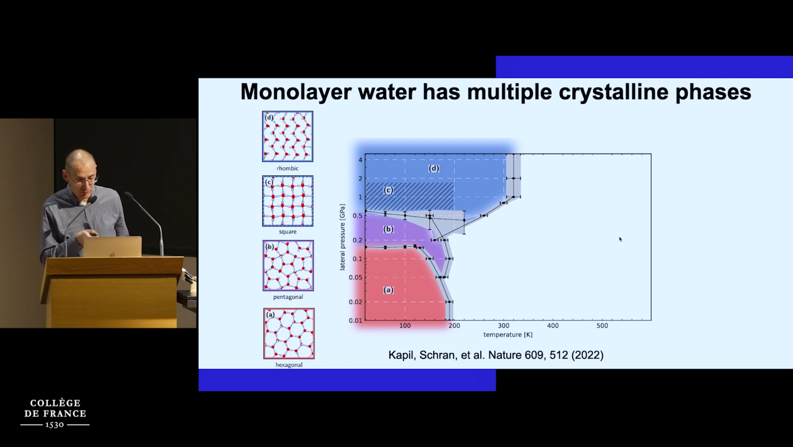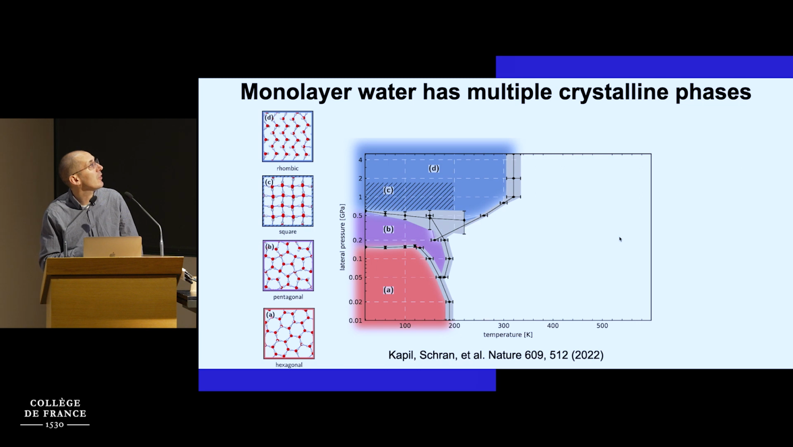Here is a plot of temperature as a function of lateral pressure, and the different phases that are observed are color coded. The gray regions are the error bars on our phase boundaries. At the lowest temperatures and the lowest pressures, we see a hexagonal phase of monolayer confined water. This is a completely expected structure that resembles a single layer of ice one.